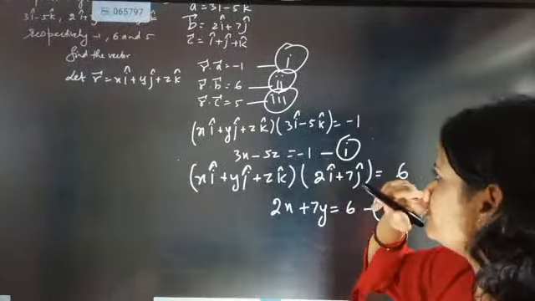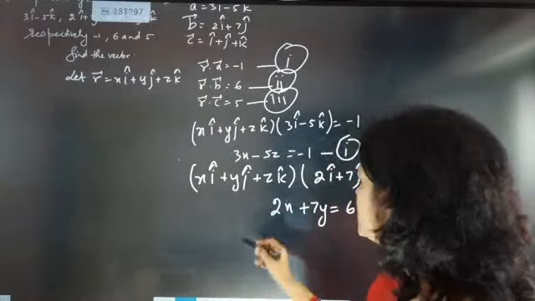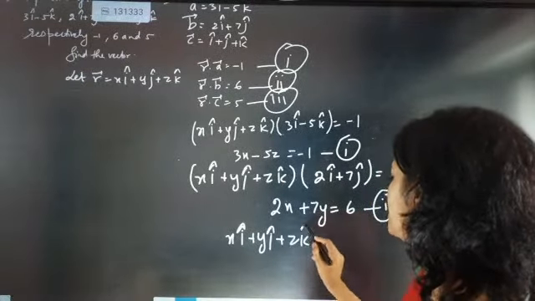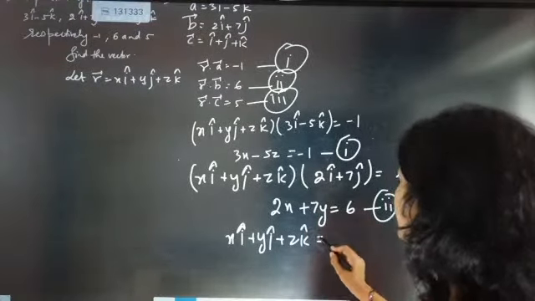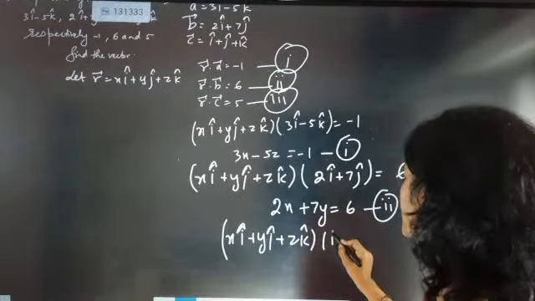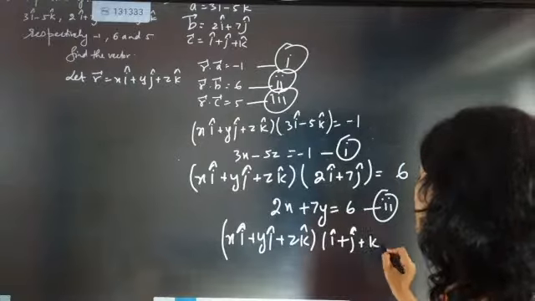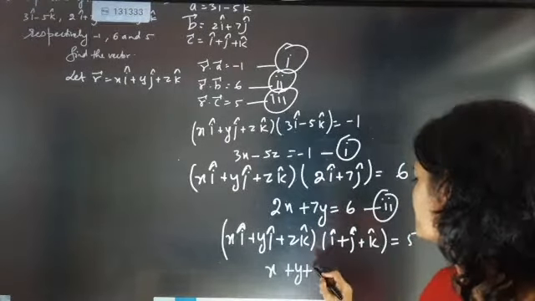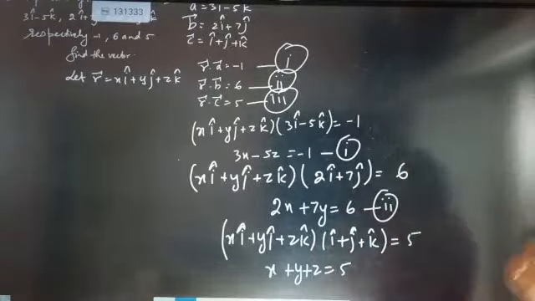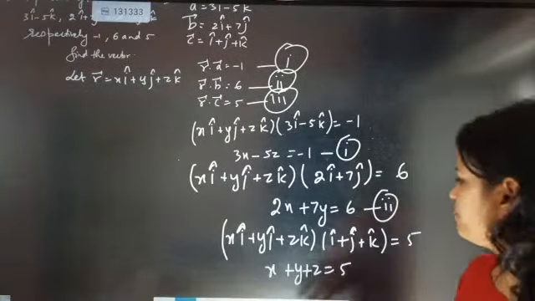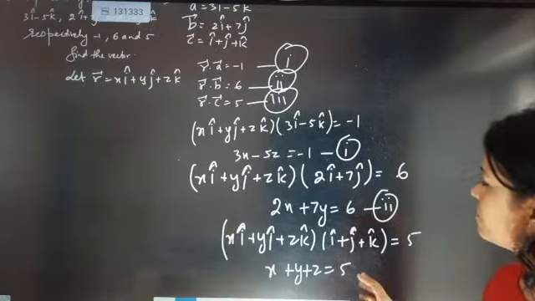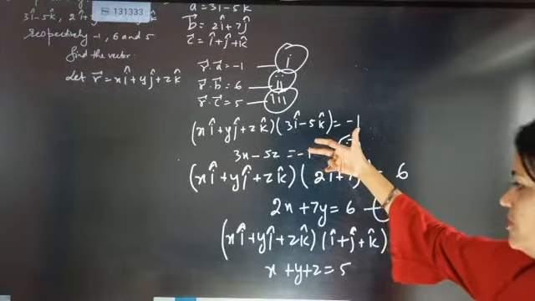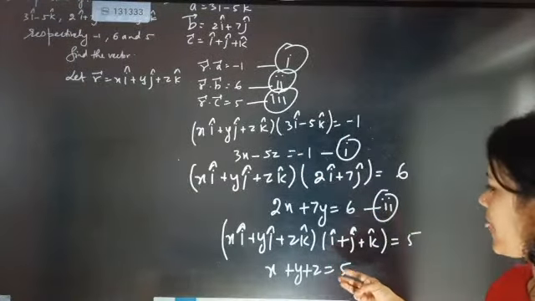Now next is the R vector. See here, xi plus yj plus zk will be multiplied with i plus j plus k, and that will be equal to 5. That is x plus y plus z equal to 5. So x plus y plus z equal to 5, given. 3, 2, 6 plus 1, 7 minus 5, 4 will be coming.